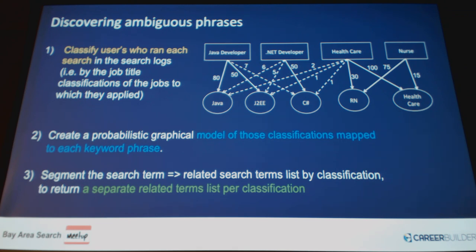So we basically build a probabilistic graphical model that maps the category of the job seeker to the keywords they're searching. Once we've classified the users and created that model, we then segment each search term's related search terms list by that classification. Say we have 1,000 different classifications, we end up with 1,000 different keyword to list-of-related-keyword pairs. Obviously, 1,000 different term vectors are too many, so we then do similarity between the vectors. What we find is that in almost all cases, the vectors are very similar across different categories, but in some cases you have outliers.